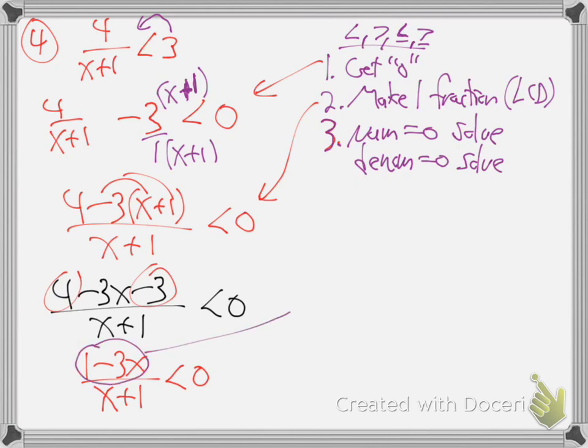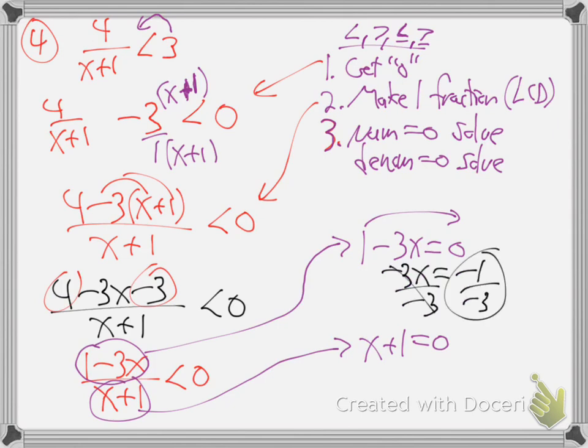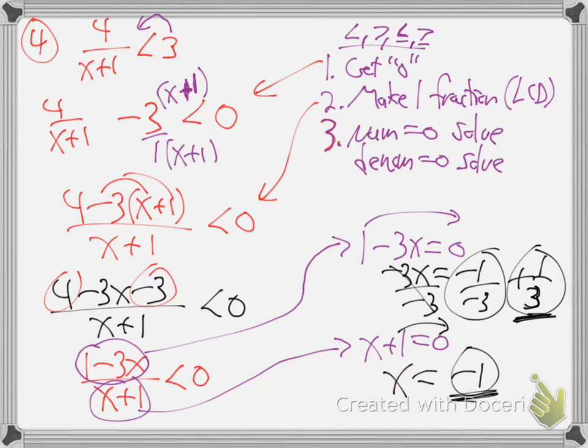So grab the numerator and say, okay, numerator equals 0, and grab the denominator, and denominator equals 0. Solve them. So move that 1 over. We get minus 3x is minus 1 divided by minus 3. Oh, wait, that's positive 1/3. Two negatives cancel. This one, just jump it over. Negative 1. So we got positive 1/3 and negative 1 is the two answers.